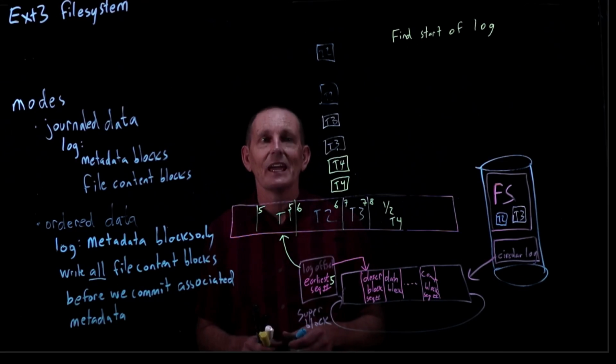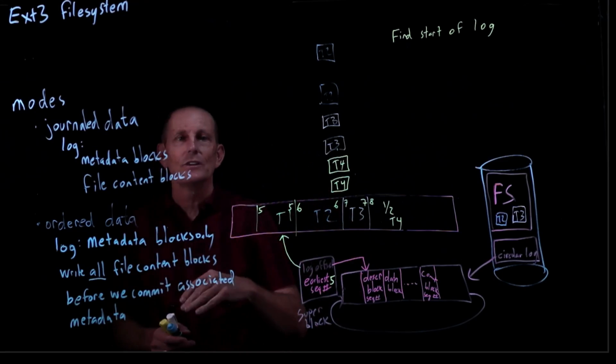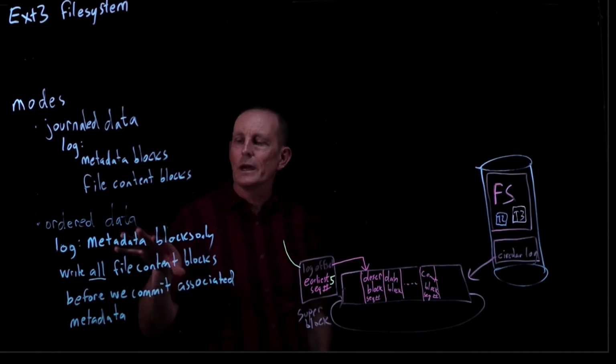However, there's a lot of care we're going to have to take. The journal data mode is very simple. It just works. The ordered data mode, we're going to have a lot of special cases we're going to need to deal with. Why do we have this rule, by the way?